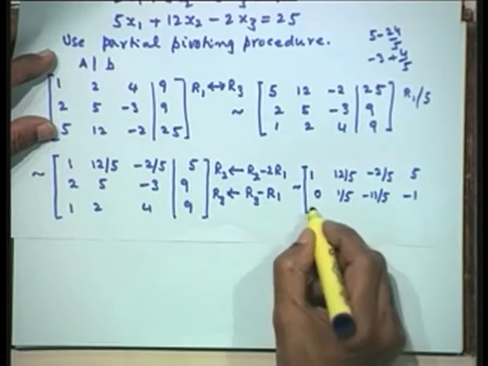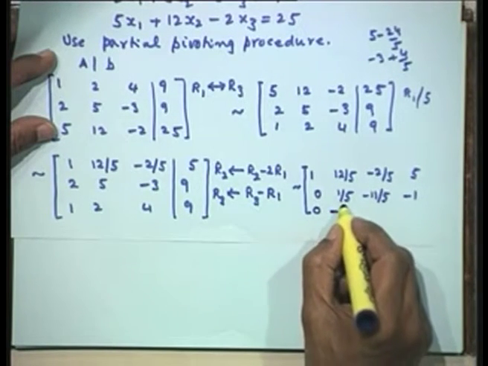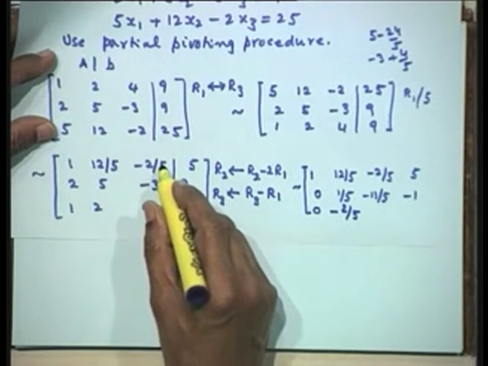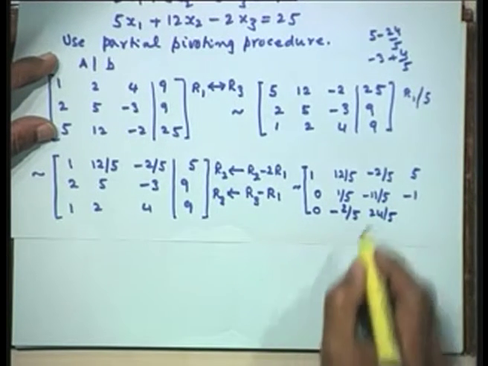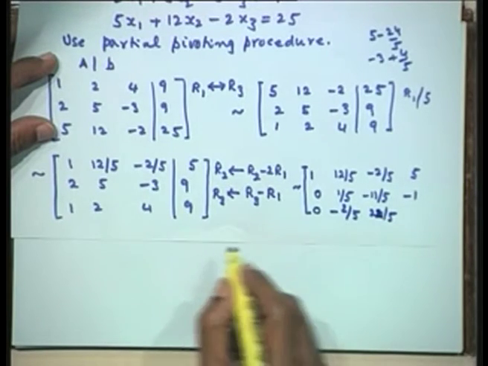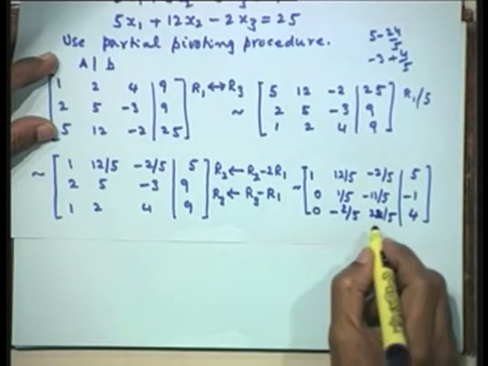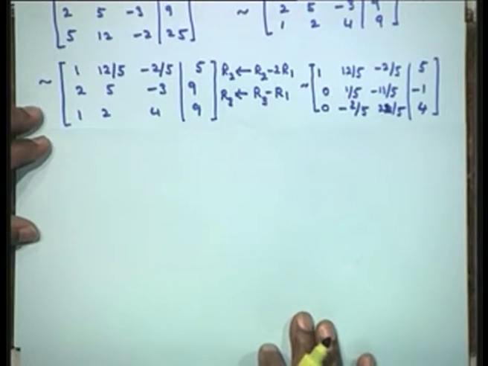Then row 3 minus row 1, I have a 0 here, and I have 2 minus this, therefore this is minus 2 by 5, 4 plus 4 by 5, that is 24 by 5, 22 by 5, 22 by 5, then this is equal to 4. Then the first stage is over.